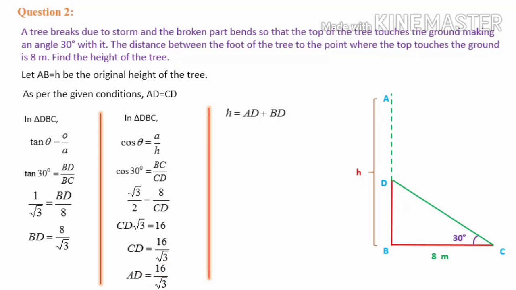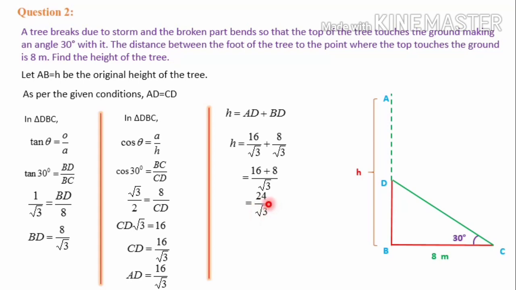Then we can calculate the height. H is equal to AD plus BD. So let's substitute it. H is equal to AD we have 16 by root 3. BD we have 8 by root 3. So 16 by root 3 plus 8 by root 3. Since the denominators are same, common denominator root 3 we can take, numerator we can add 16 plus 8. That is equal to 16 plus 8 is 24 by root 3.